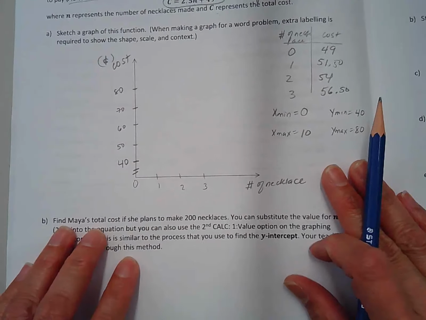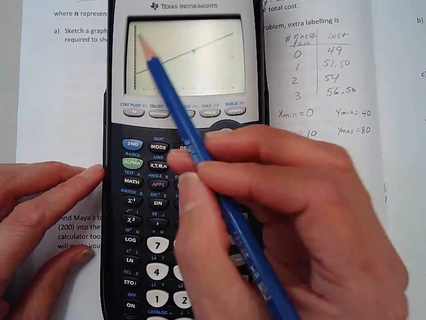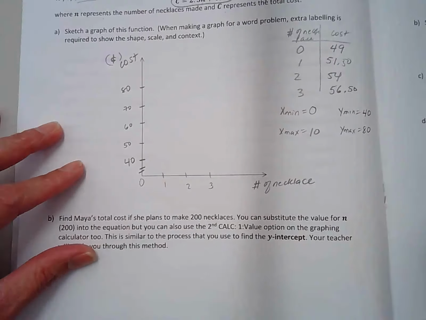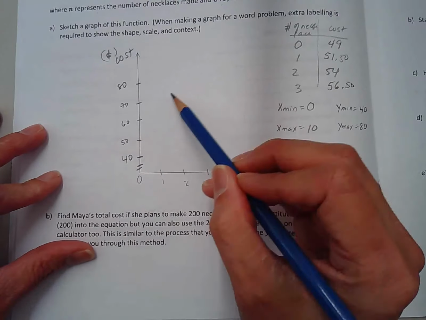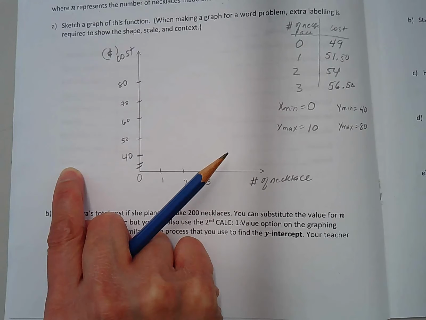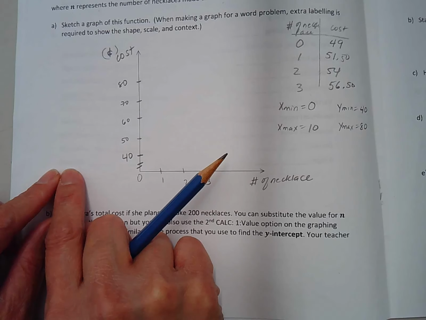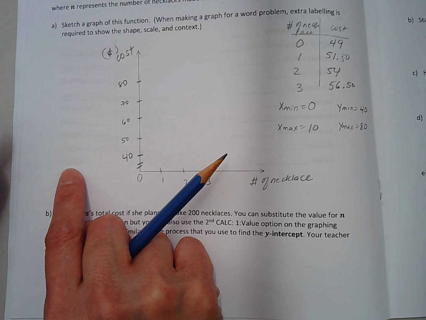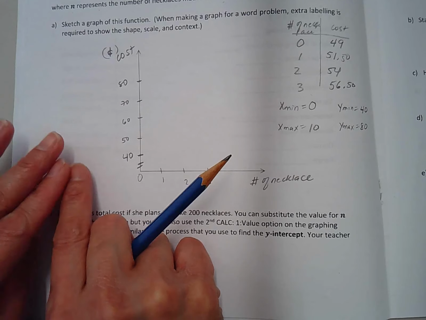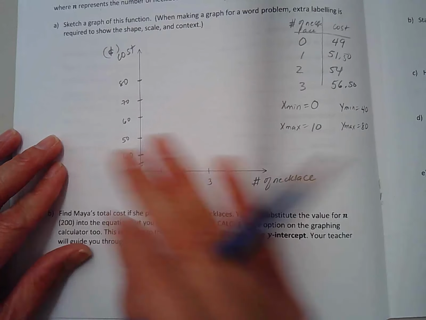Now, the x-intercept, I'm going to show you back in here. The x-intercept would be some negative value. So does that make sense to us? Because there's a meaning to this now. X-intercept, that means we're going to make negative necklaces. Is that even possible? No, we can't make a negative number of necklaces, right? So the x-intercept is not relevant.